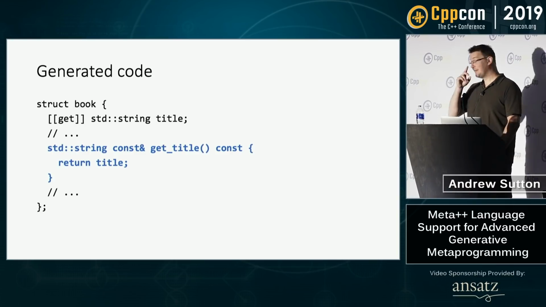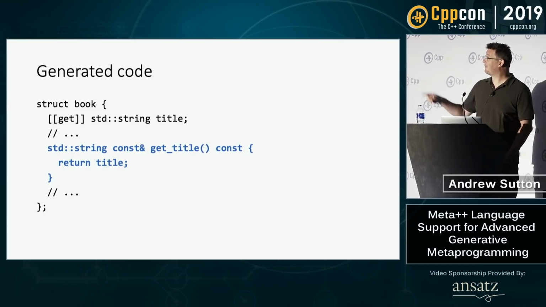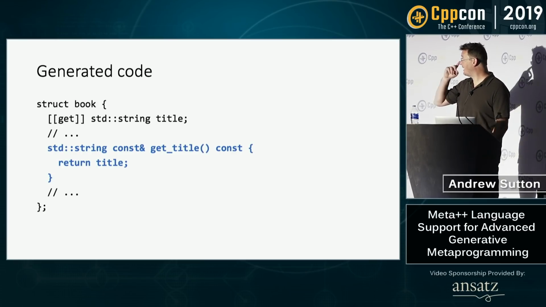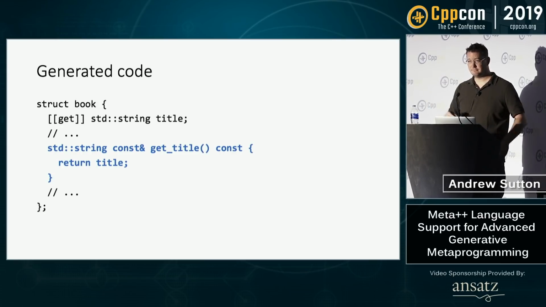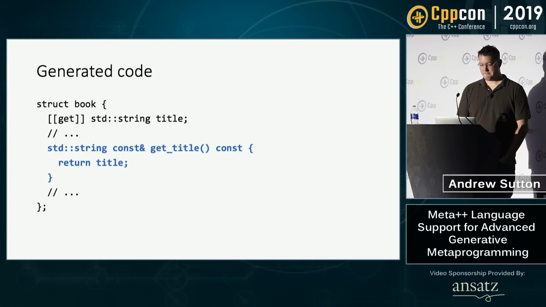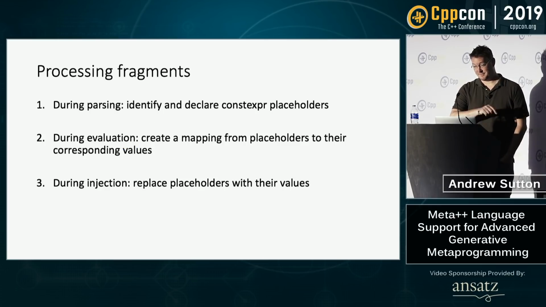Okay, so yeah, this is what happens when you actually run the code. So if we had a property called title with the attribute get, we're actually going to generate the code get title. Make sense? Okay. So, I'm trying to think if there's anything else that was interesting to say about this. Yes, I left something out.